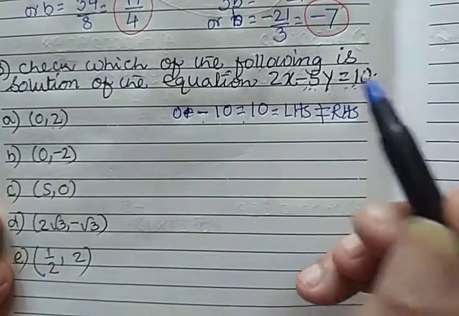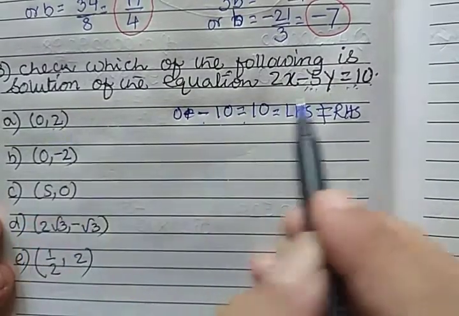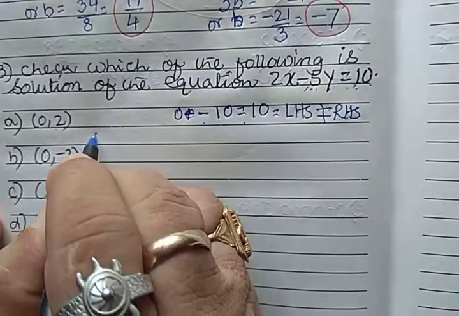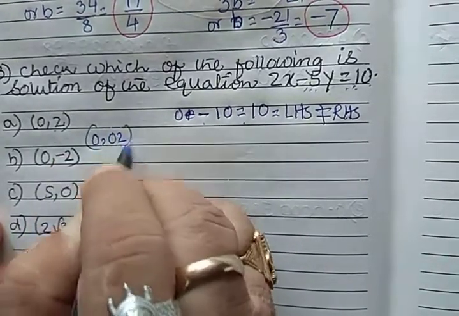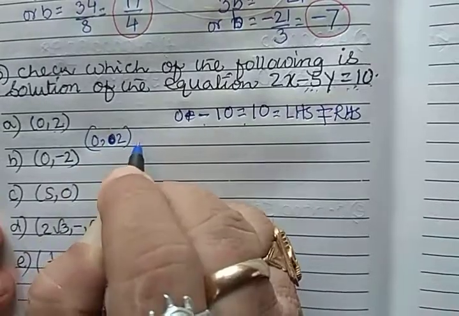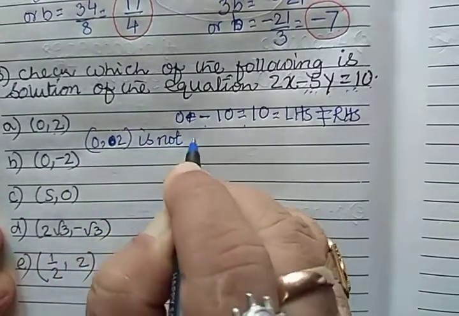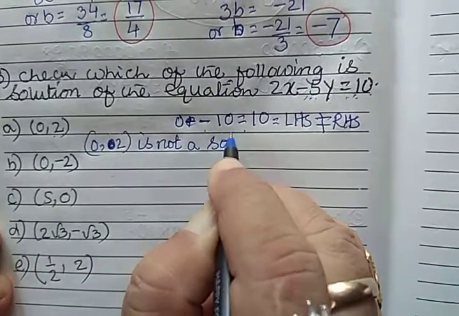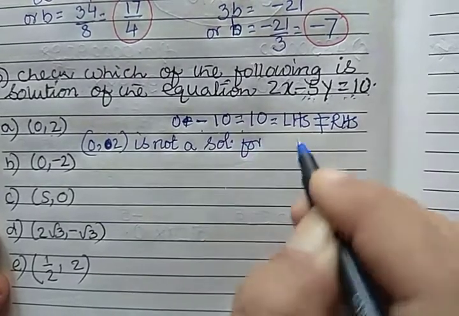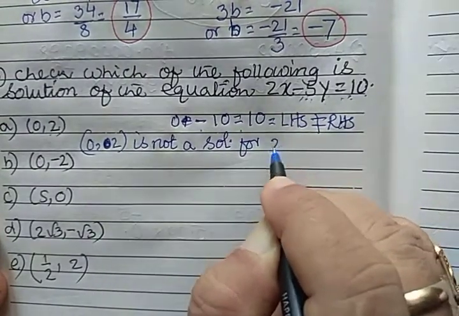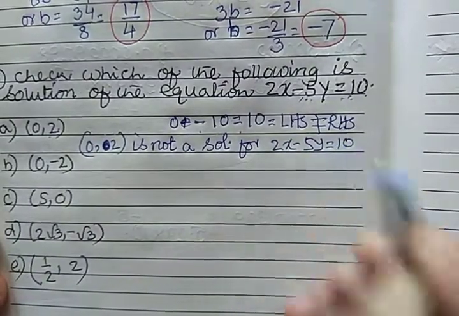So what is the conclusion? (0, 2) is not a solution for this equation. 0 and 2 is not a solution for the equation 2x minus 5y is equal to 10.